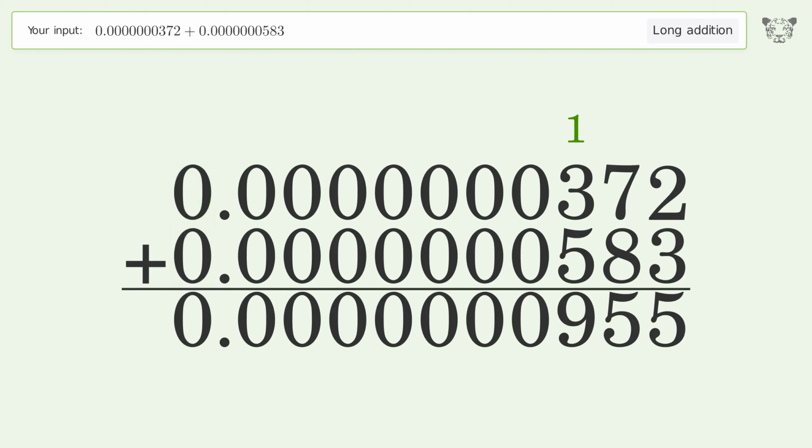And so the final result is 0.0000000955.